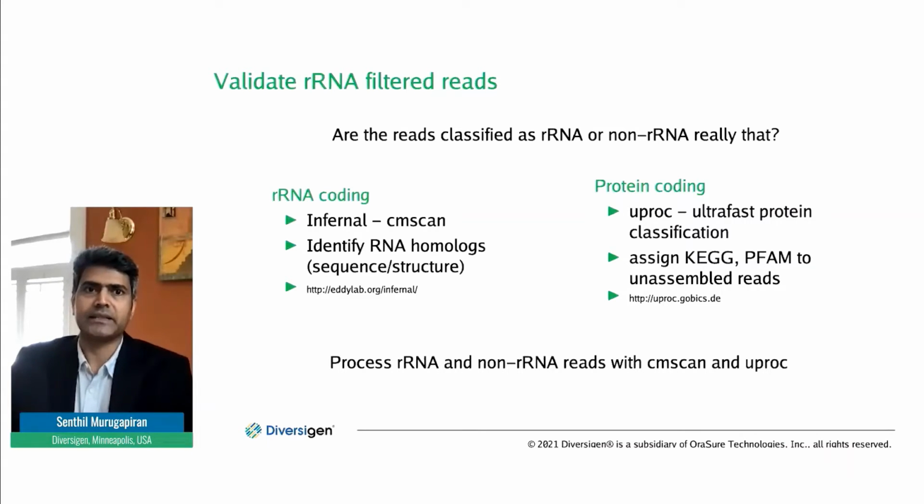In order to validate these reads, I used 2 different programs called CMscan and UProC that identify rRNA and protein coding genes respectively. The idea is that we take these 2 fractions and process them through CMscan and UProC. The hypothesis is that we only expect to find non-coding RNA in the rRNA fraction, and the protein coding genes in the non-rRNA fraction.